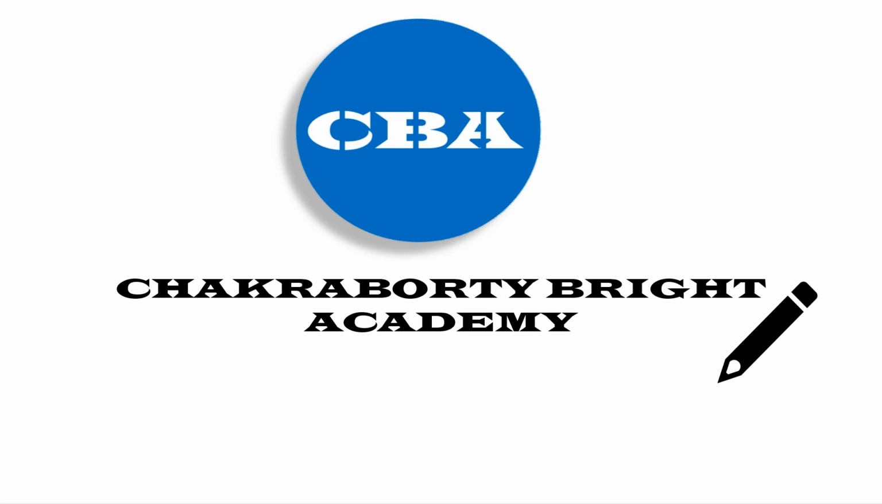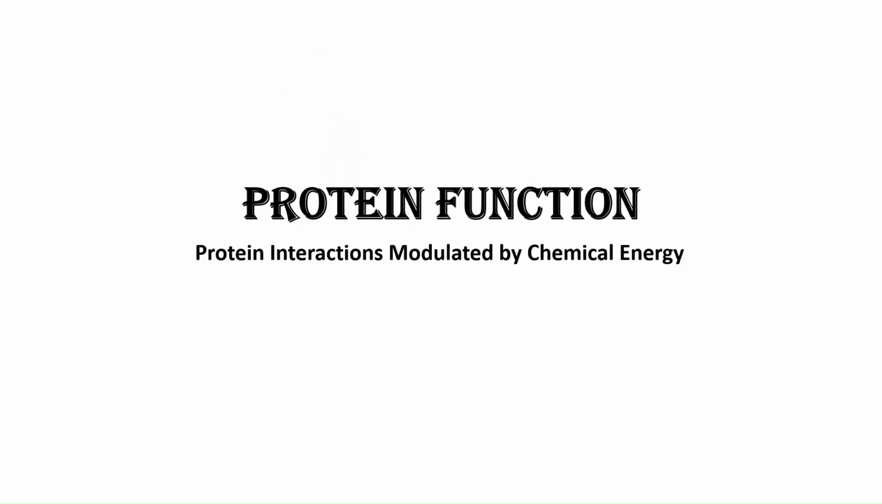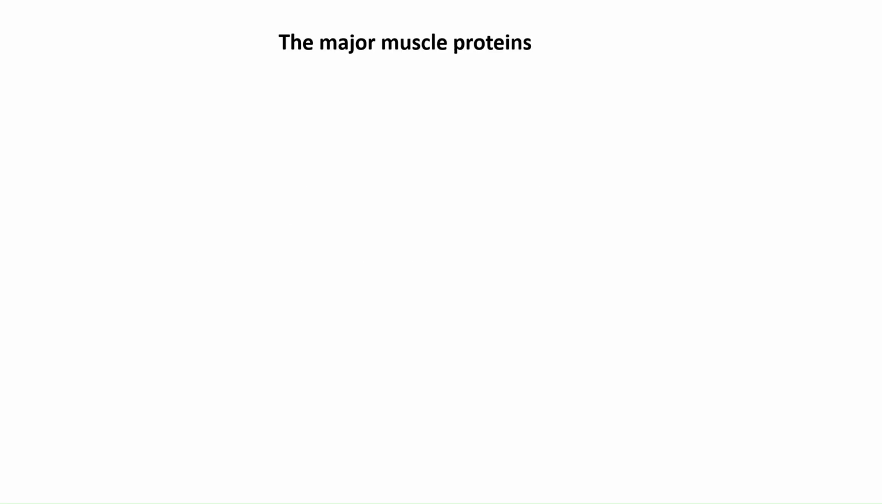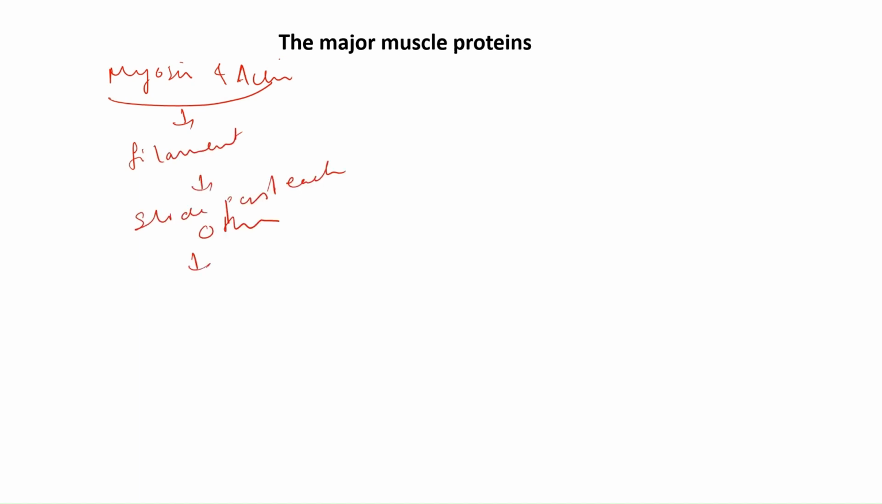Friends, today we are going to study protein function, in that, protein interactions modulated by chemical energy. Muscle proteins are the proteins that are modulated by chemical energy. So what are the major muscle proteins? These are myosin and actin. And these proteins are arranged in filaments which slide past each other to bring about contraction.